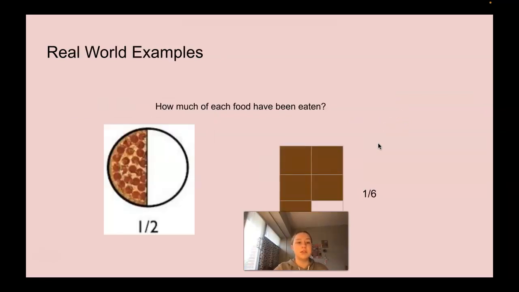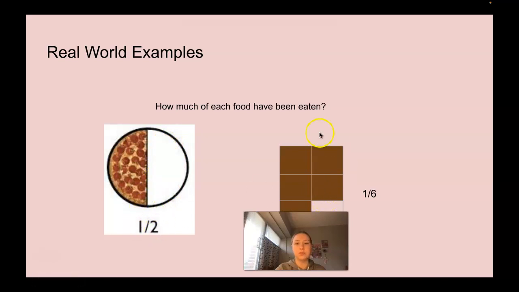So you guys might have seen in your Splash Learn fraction activity, the games that you did, that there were some real world examples. So we're going to look at a couple of those. So this would be how much of each food has been eaten. In this case, we have a pizza here. It's split into 2 pieces, and this half over here has not been eaten. So 1/2 has been eaten.